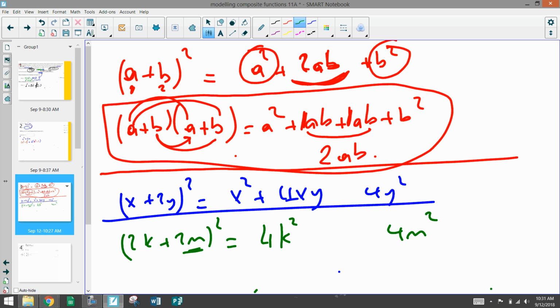Final step, Carlos. Multiply first and second term. Go ahead. 2k times 2m is equal to 4km. Last step, times 2. 4km times 2, 8km. You need one more?